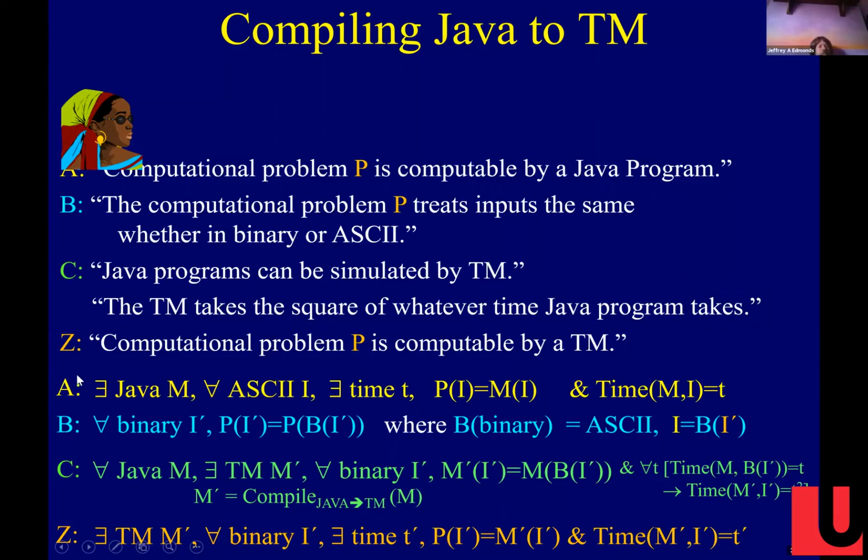All right. So what we're going to do next class: we've stated that a Java program can solve the problem. We've stated these three things, and we're going to formally prove that if A, B, and C are true, then Z is true, right? Everybody got that? All right, let's finish for today.